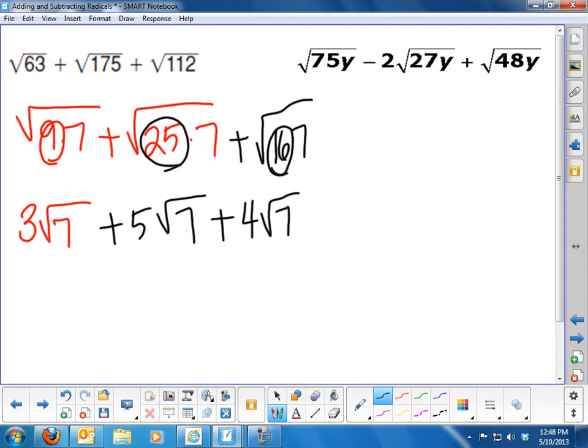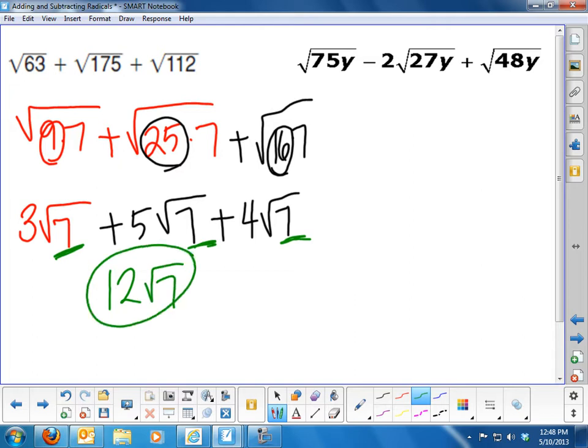Now, although we didn't think so at the beginning, we can see that these are like terms because I have the square root of 7 in each one. So what do I do? Combine the coefficients. 3 plus 5 plus 4 gives me 12 square roots of 7.